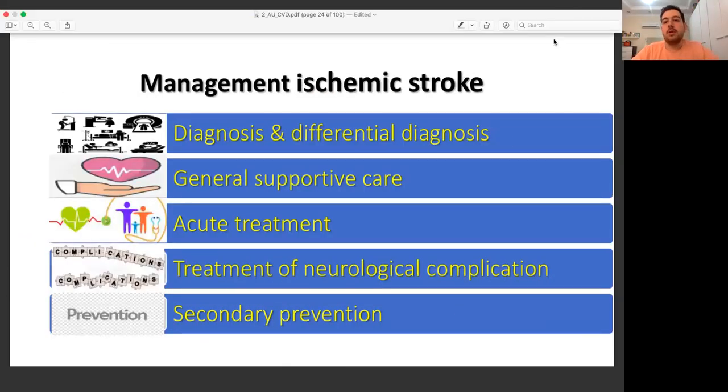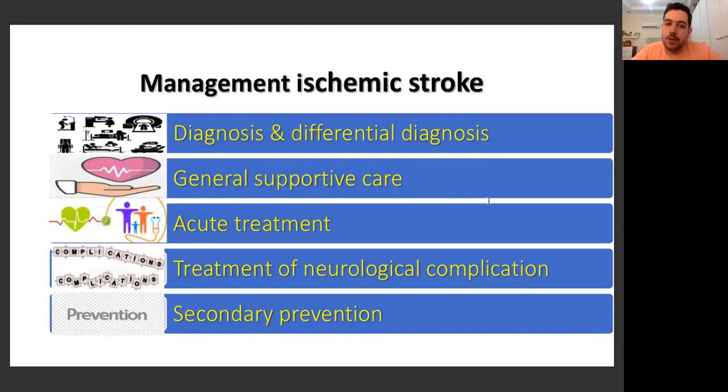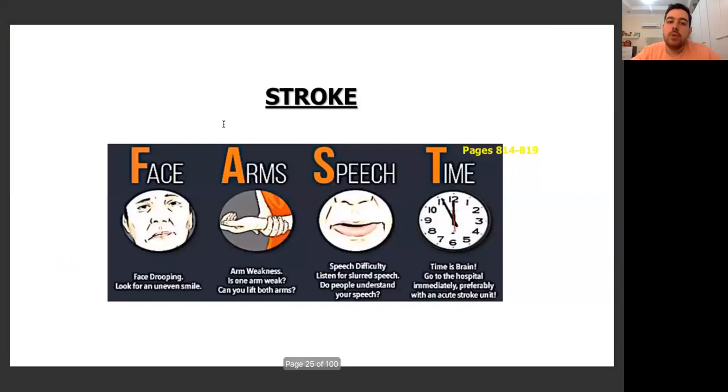Now this is the clinical part of the lecture. How do we manage a stroke patient? Of course, the first thing is you need to diagnose it before we treat it. So how do we diagnose a stroke? This is very important, not for your exam, but for your own loved ones and family members.